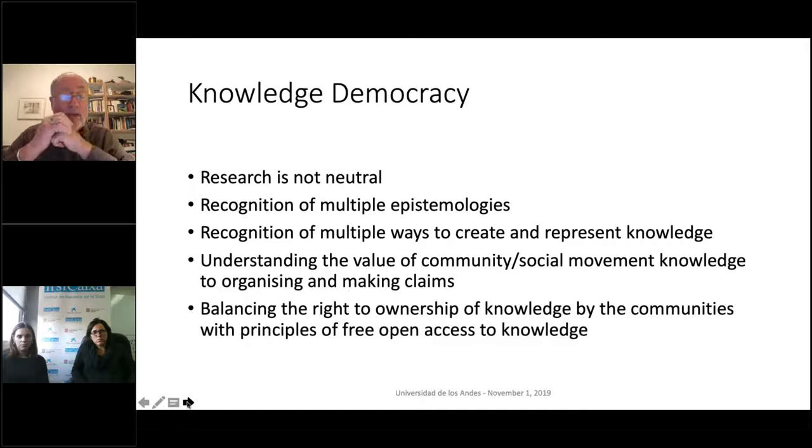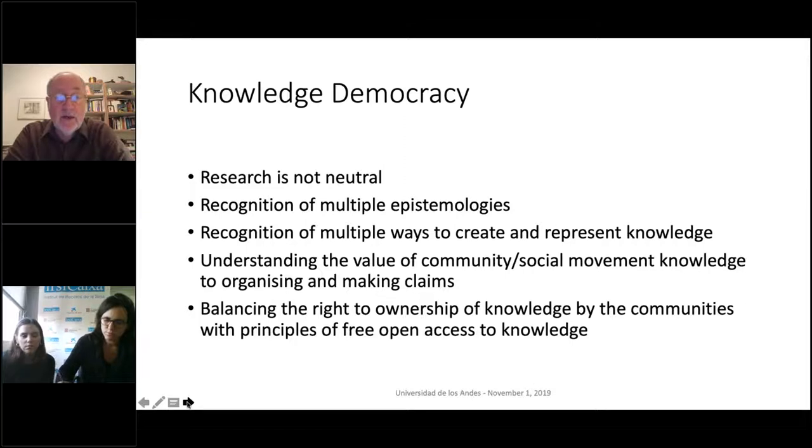In our work, we recognize multiple epistemologies. That means the knowledge which many people call the Western canon, the dominant discourse around knowledge of the last 500 and some years, the more Eurocentric knowledge. We recognize that there are as many ways of understanding the world as there are biological species. And if biodiversity is important for the health of the planet, then epistemological diversity is also important. So that's something you can raise questions about if you like.